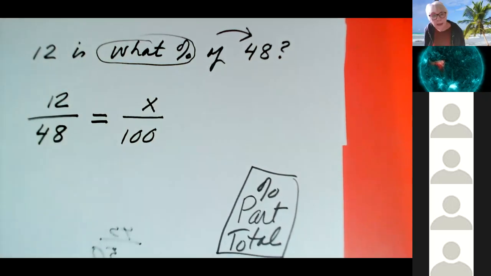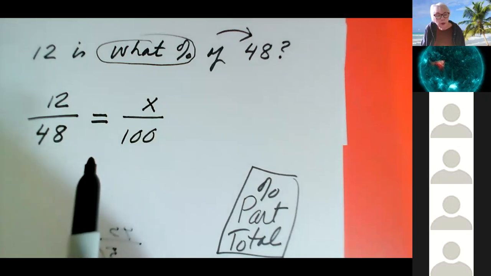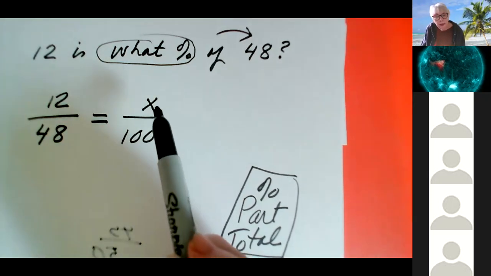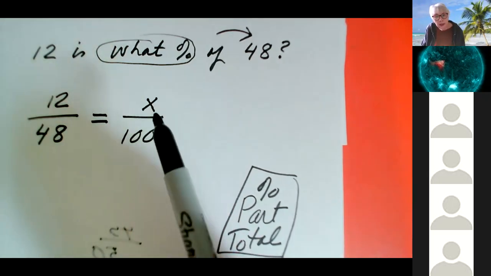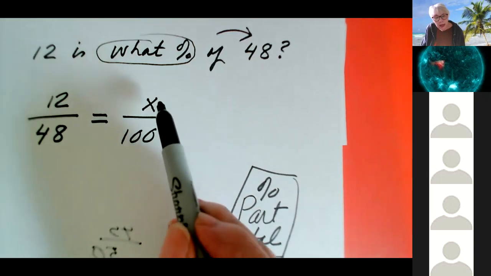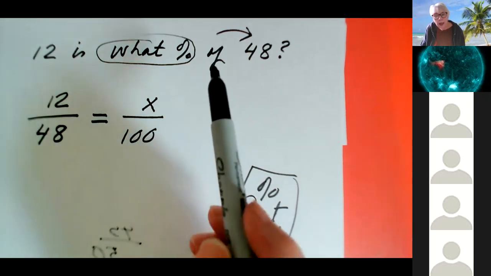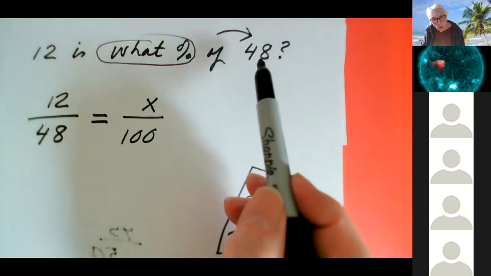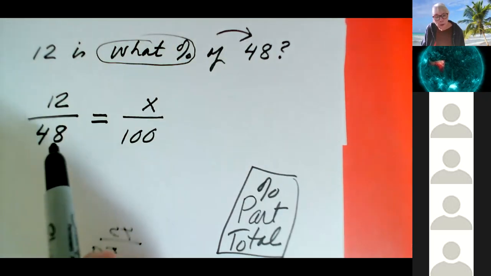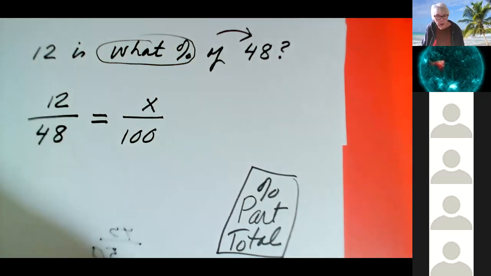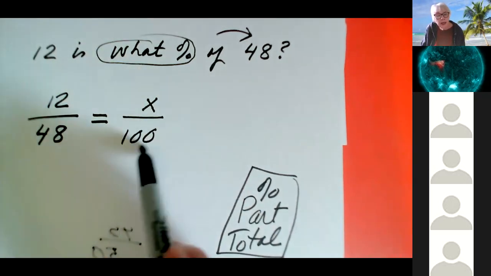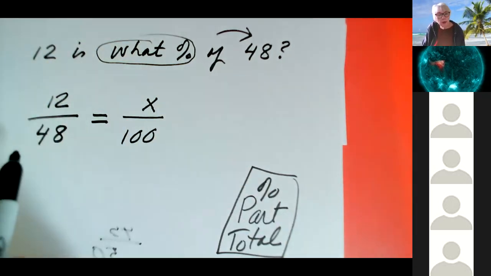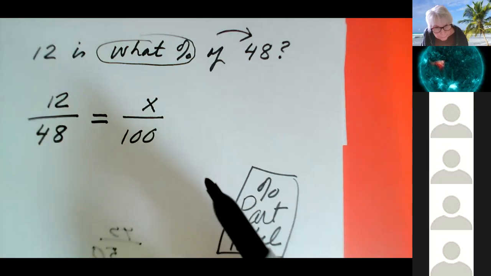Let's look at this again, because this approach works as well. If they want the percent, it's here, it's X over 100. After the word of is always the total. And so it's 48 here, which means 12 has to go here. This then can be solved as a proportion. Remember the cross multiply?